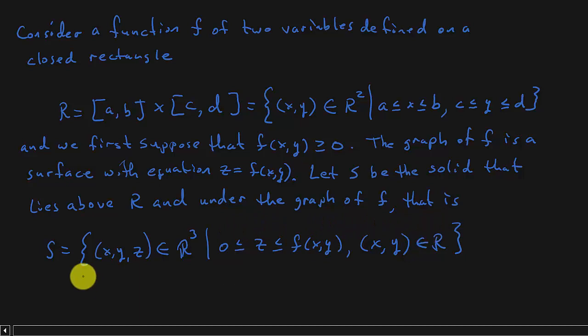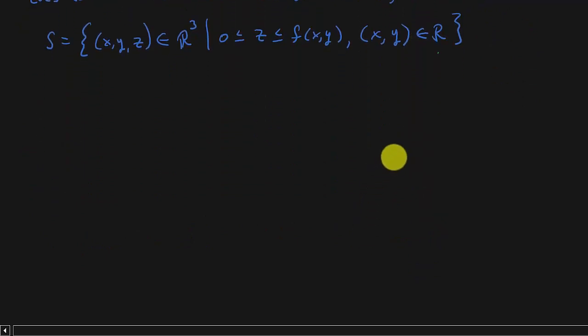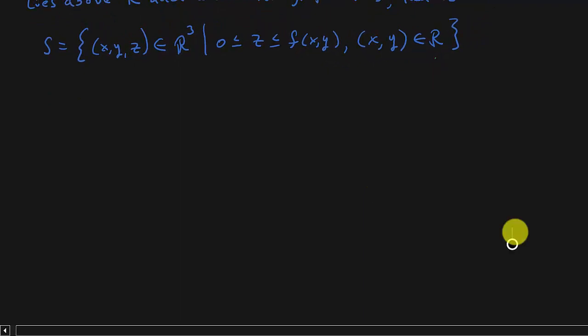Under the graph of f, that is, S is the set of points x, y, z, which is an element of R3, where z is between 0 and f of x, y, where x, y is an element of R. When I say R here, that means this point is in that rectangle. I'm going to draw a picture of all this so you can see it, but we just read through what it says.